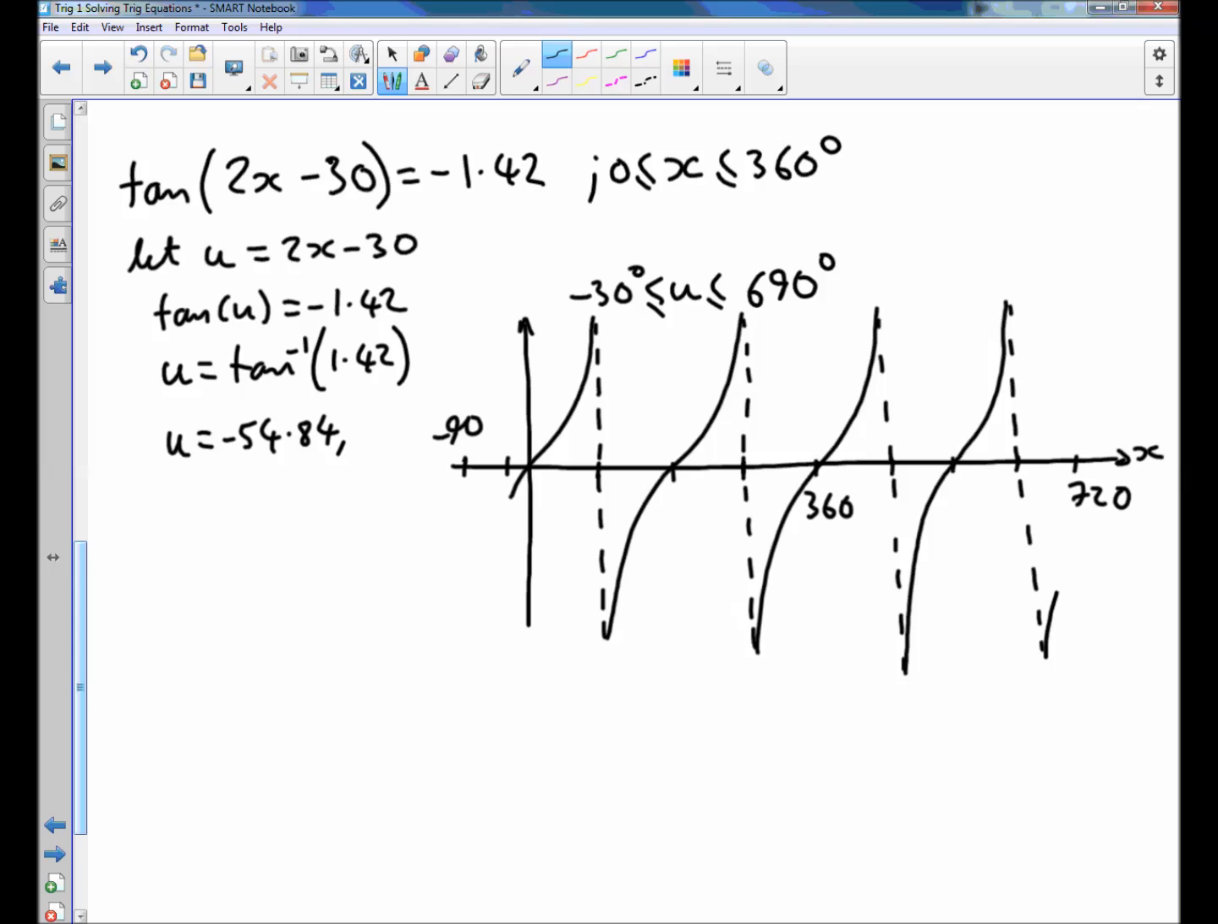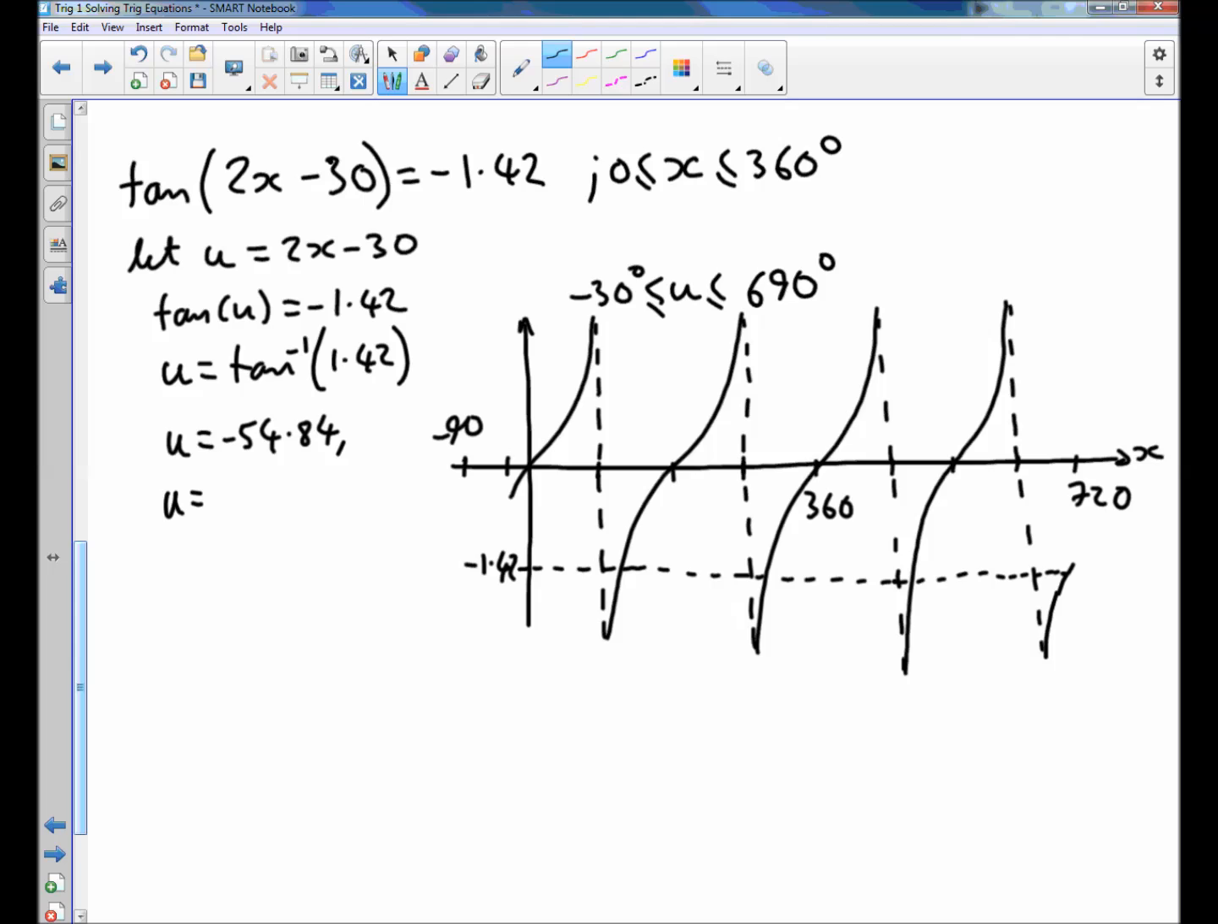Okay, minus 1.42, it's going to be down here somewhere, which means this needs to be a little bit higher. So 1, 2, 3, and 4 solutions. Which again is what we'd expect. We'd expect 2 solutions for tan x between 0 and 360. So if I've got 2x, I'd expect to get 4 solutions. So principal solution is that. That's no good to me.